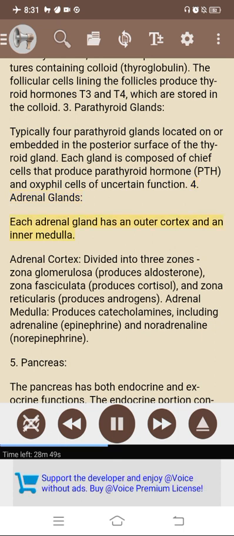4. Adrenal glands. Each adrenal gland has an outer cortex and an inner medulla. Adrenal cortex, divided into 3 zones. Zona glomerulosa produces aldosterone, zona fasciculata produces cortisol, and zona reticularis produces androgens. Adrenal medulla produces catecholamines, including adrenaline (epinephrine) and noradrenaline (norepinephrine).